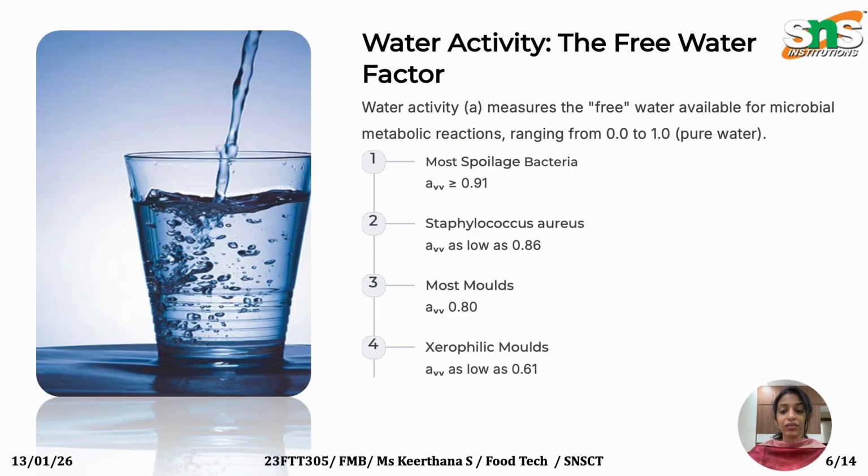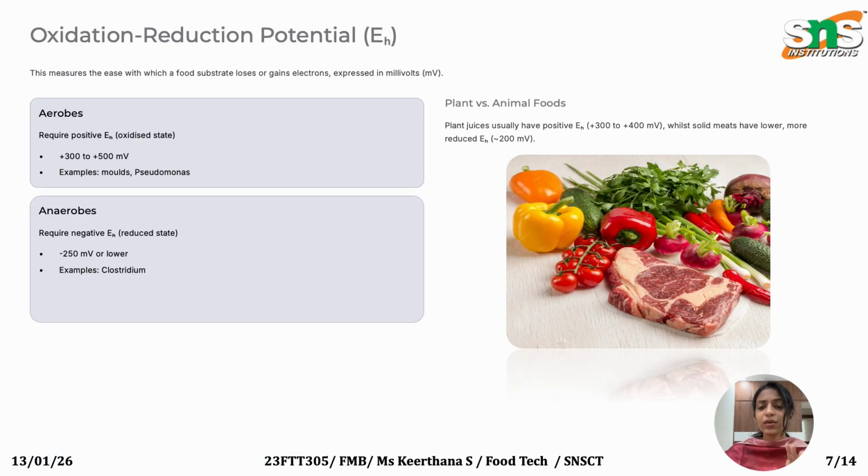Then we have the water activity, that is the free water. Microbes need free water to grow. This is usually measured as water activity from 0 to 1. Most spoilage bacteria need more than 0.91. Staphylococcus aureus can grow as low as 0.86, molds around 0.8, xerophilic molds 0.6. Dry foods like biscuits, powders, and grains spoil slowly because microbes are thirsty, but the water is locked.